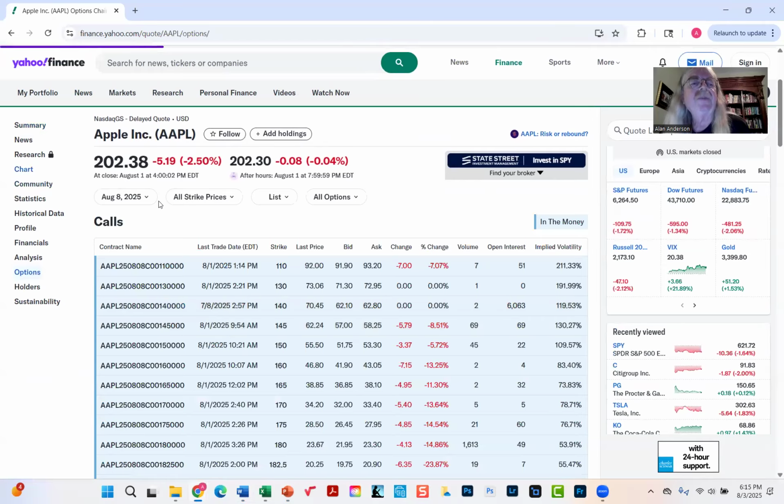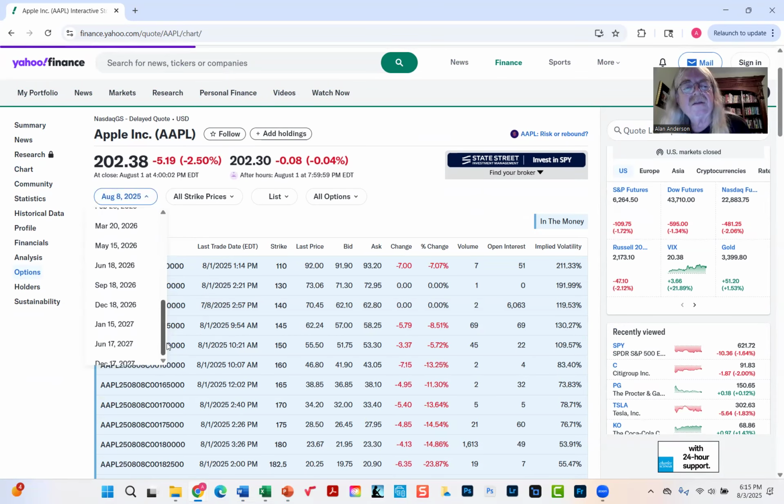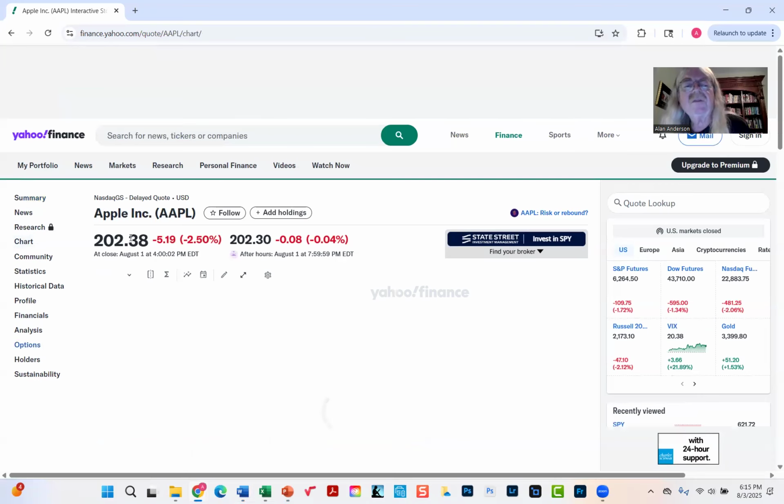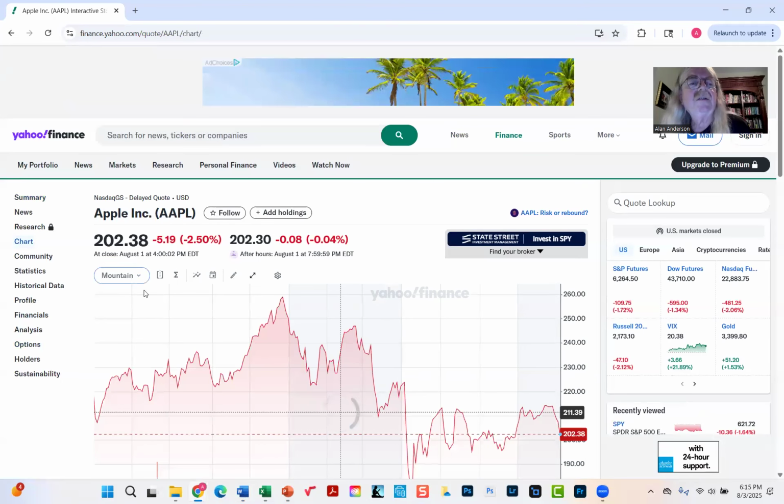Oh, here they are. Okay, but if you see here, there's a lot of them to choose from. They go up a ways, but the trading volume in the later dates is going to be very, very minimal. Okay? It may not be a smart move to buy one that expires so far in the future.